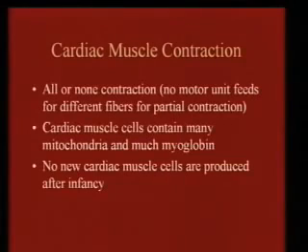Now, cardiac muscle cells have a whole lot of mitochondria for obvious reasons, and a whole bunch of myoglobin. Remember, what does myoglobin do? You remember? What does it look like? What other word? Hemoglobin. What does hemoglobin do?